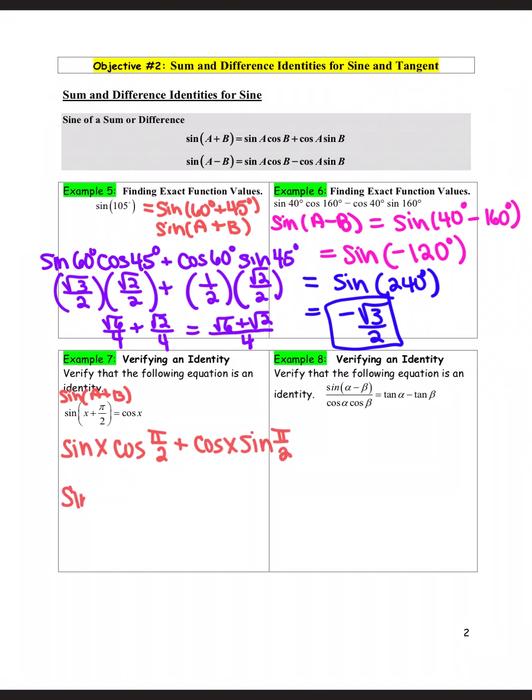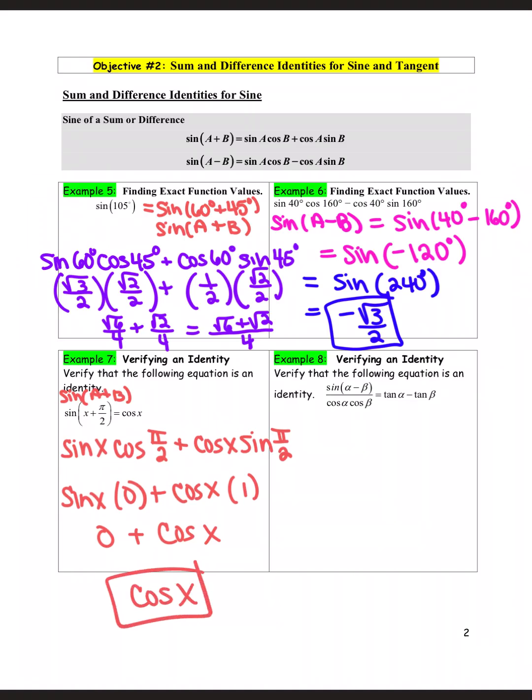We have sine of x times cosine of pi over 2, which is 0, plus cosine of x times sine of pi over 2, which is 1. Sine of x times 0 is 0 plus cosine of x times 1 is cosine of x. 0 plus cosine of x is cosine of x, and I just verified the identity.